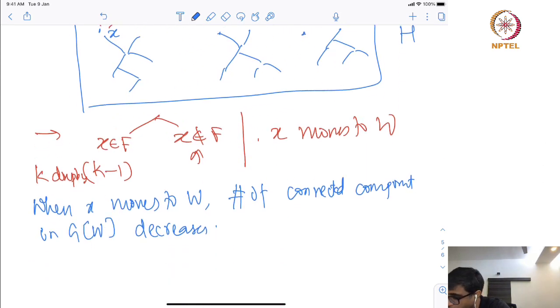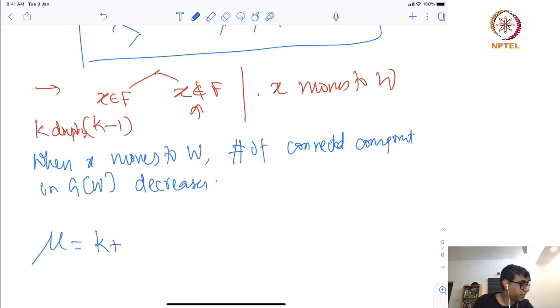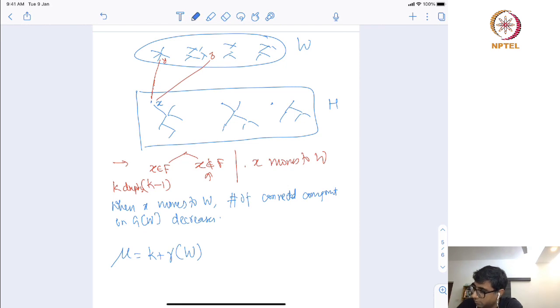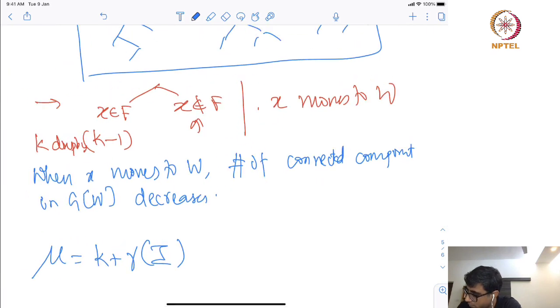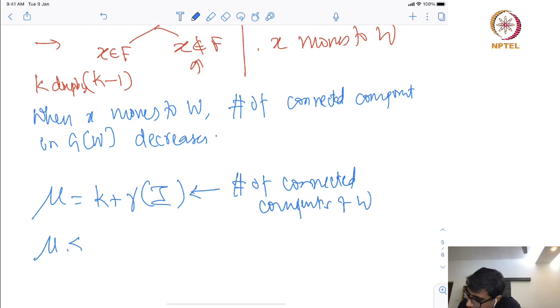So the measure which I am going to use is k plus gamma of W, where gamma of W is the number of connected components of W. In the beginning, the measure is at most upper bounded by 2k plus 1, since how many vertices are there in W? k plus 1. So the number of connected components is upper bounded by k plus 1.